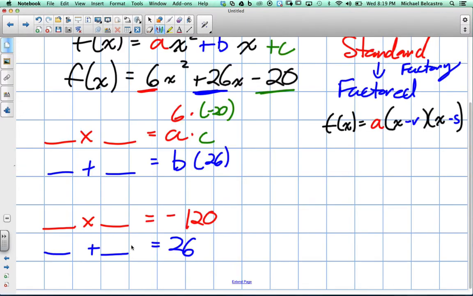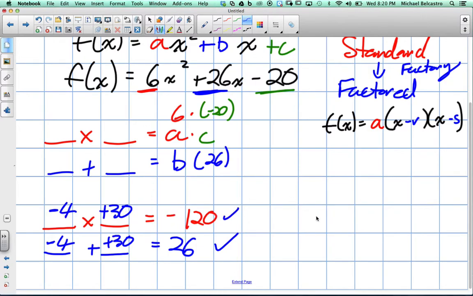Whoops, I didn't want that to happen. But if I go positive 4 and negative 30, well, 4 plus negative 30. Oh, sorry, I did it the wrong way. Positive 30 and negative 4. Negative 4 plus positive 30 is positive 26. So that's going to check out here. And positive times a negative is negative, and 4 times 30 is 120. So those are our two terms that are going to be important for what we're doing, okay?